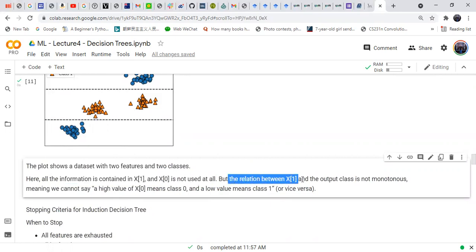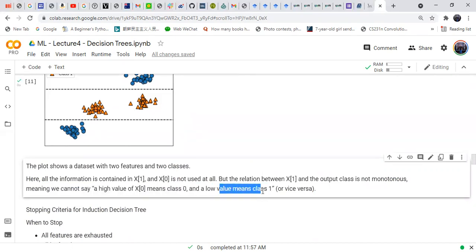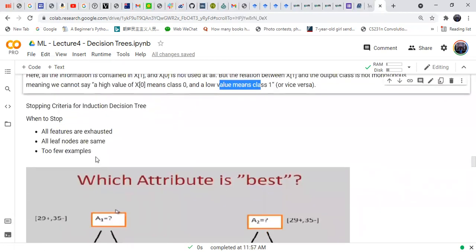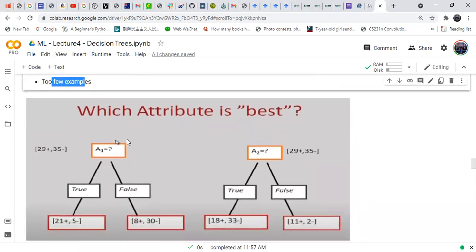But the relation between x is equal to 1 and output class is not monotonous, meaning we cannot say a high value of x of 0 means class 0 and a low value means class 1. Stopping criteria for decision tree. When to stop? All features are exhausted, all leaf nodes are used, and too many examples there are.